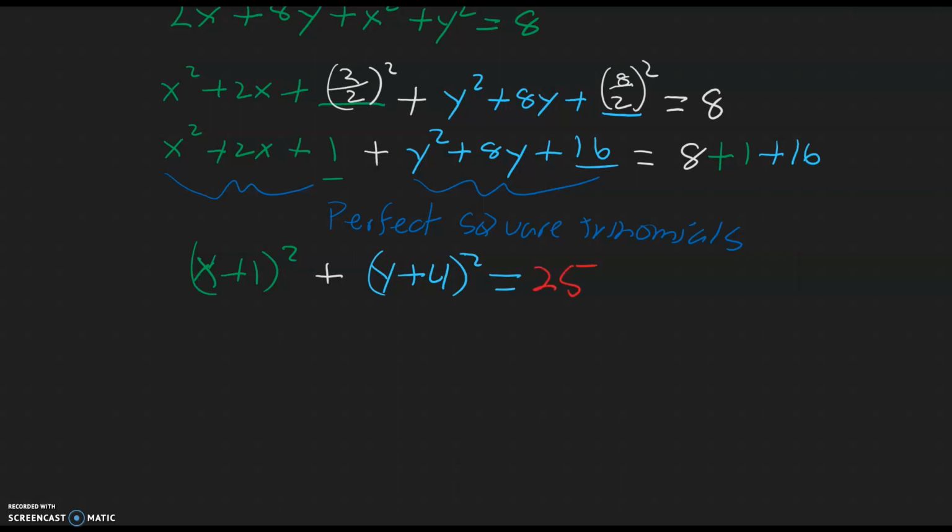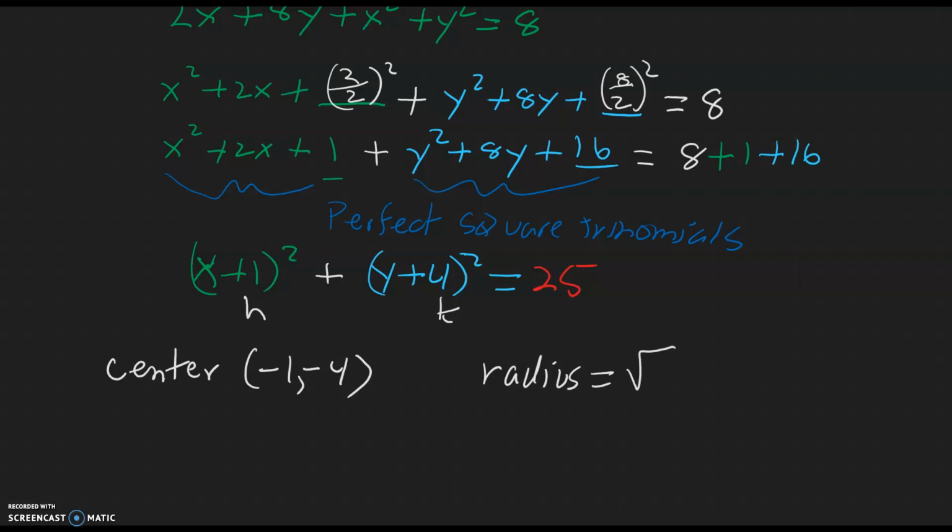So that's actually our equation of the circle and our center of the circle. Remember, this is your h and this is your k. So the center would actually have coordinates of -1, -4. And the radius is not 25. Because 25 is r squared, the radius is actually the square root of 25, which is 5.